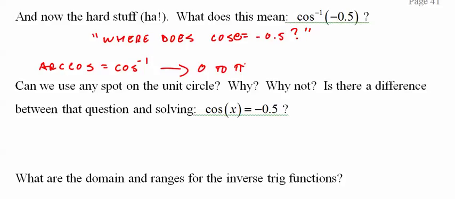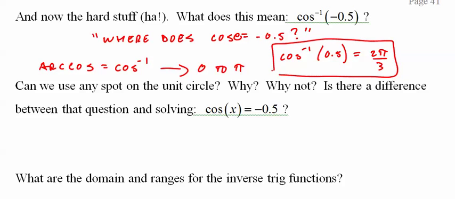I gotta think if that's right. Yeah, that's right. So negative is going to be in the second quadrant. It's cosine. So if I'm not mistaken, that would be at 2 pi over 3. Hopefully I didn't screw that up.